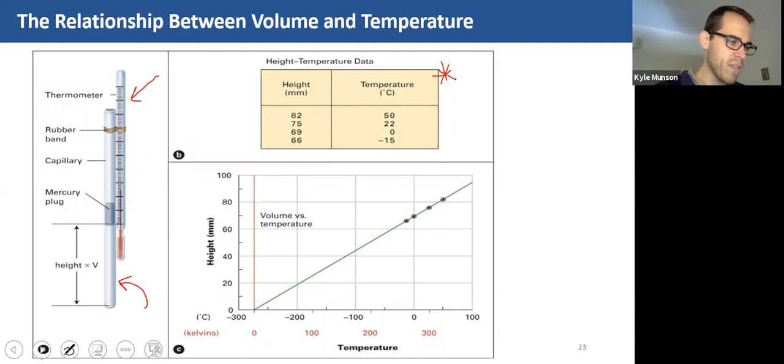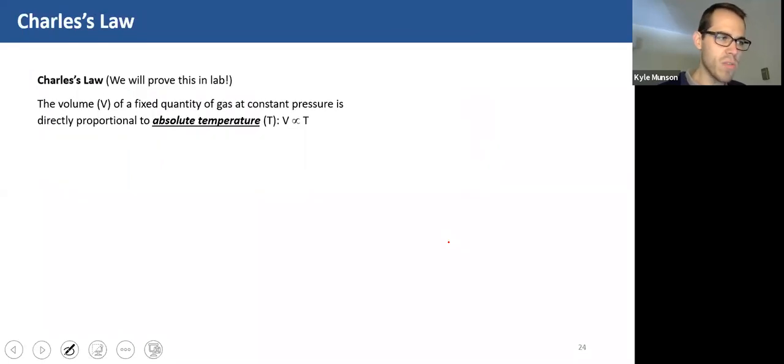Plotting it up on a graph, as we see here, if you plot the height, which is proportional to volume, versus the temperature in the absolute or Kelvin scale, this relationship passes through the origin. What this is saying is that volume is directly proportional to temperature. This is an example of Charles' law, and that's an experiment we're going to be doing later in the semester, where the volume of a fixed quantity of a gas at constant pressure is directly proportional to absolute temperature. So we have V is directly proportional to T.